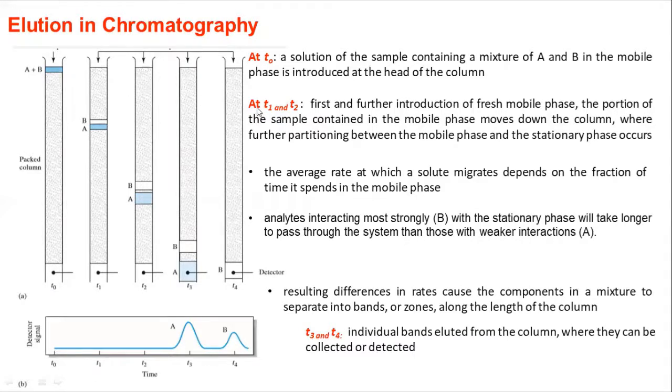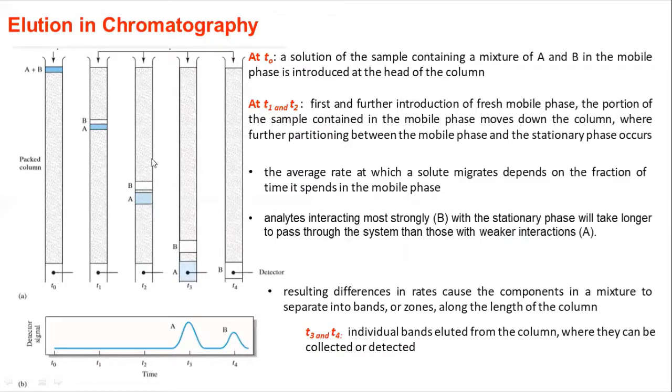At T sub 1 and T sub 2, at T sub 1, you add the first introduction of your mobile phase. In T sub 2, further introduction of mobile phase. So the portion of the sample in the mobile phase moves down the column.